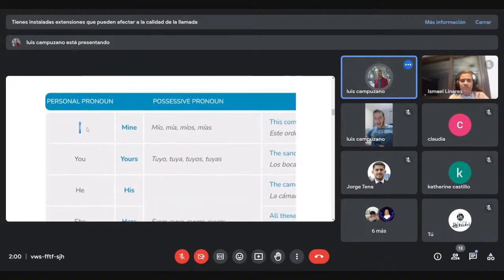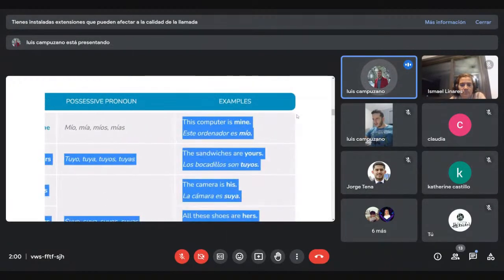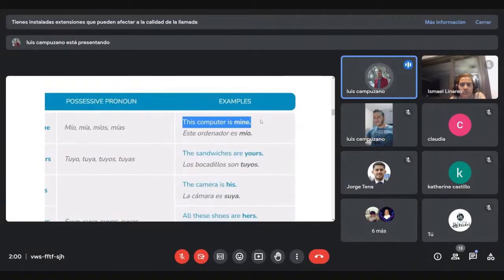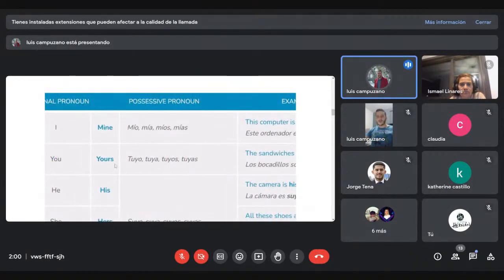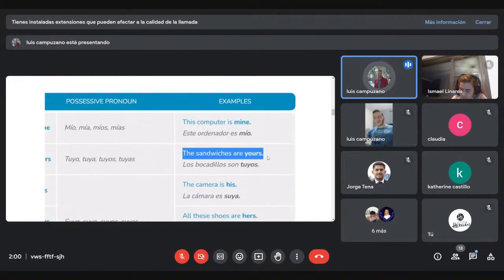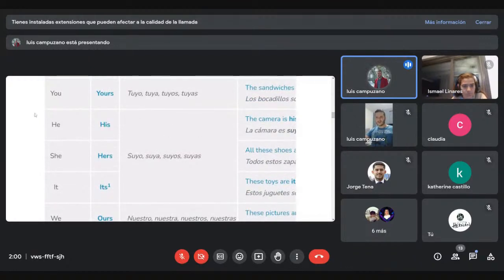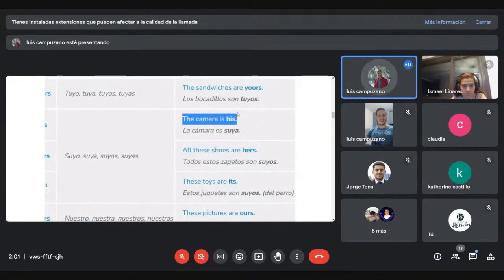For example, we have I, and for this one we use mine. So it's like saying, this computer is mine. For you, we use yours. A sentence would be, these sandwiches are yours. Another pronoun that we have, a possessive pronoun, is his. We use it for he. And a sample sentence is, the camera is his.